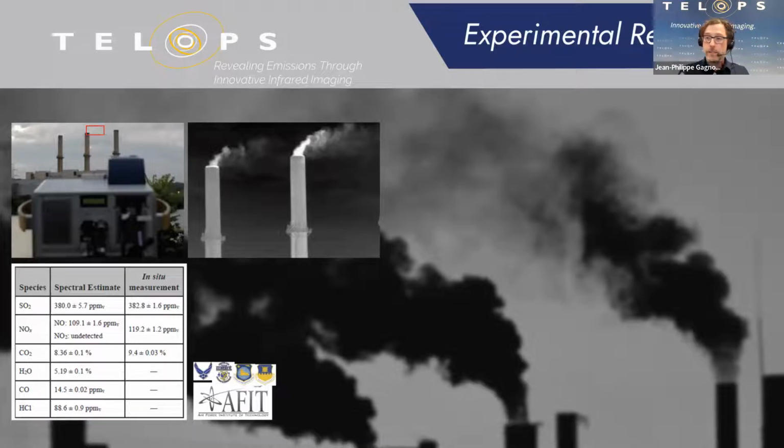What's nice here is we've got the spectral estimation from the camera, but also in situ measurement to compare against. You can see quite a good agreement between results obtained by the camera and the in situ measurement for sulfur dioxide, nitrous oxide, and carbon dioxide. Very good agreement. So not too bad from a camera working at 500 meters away.